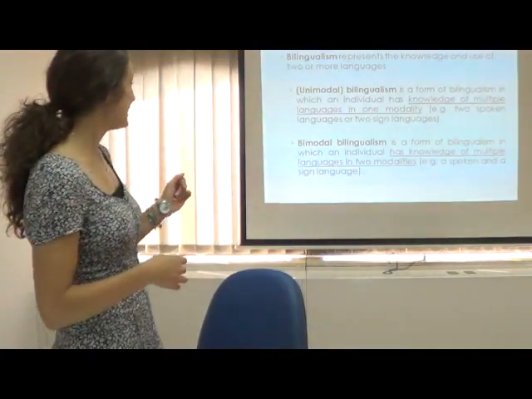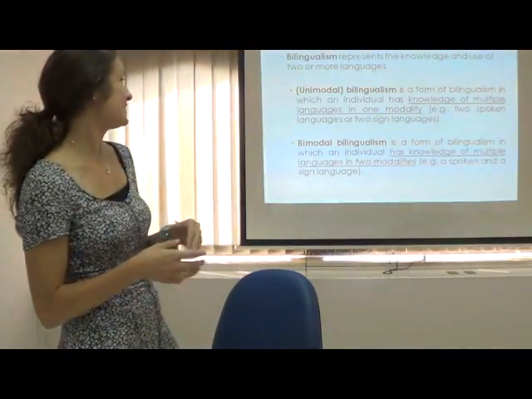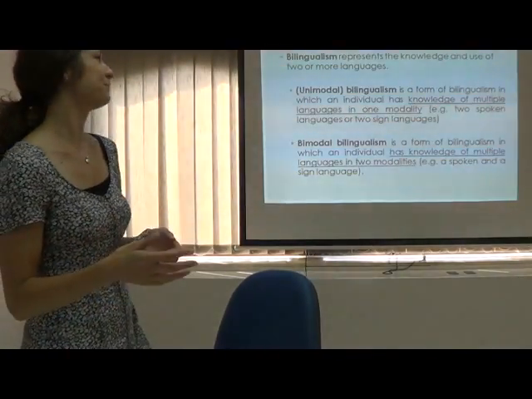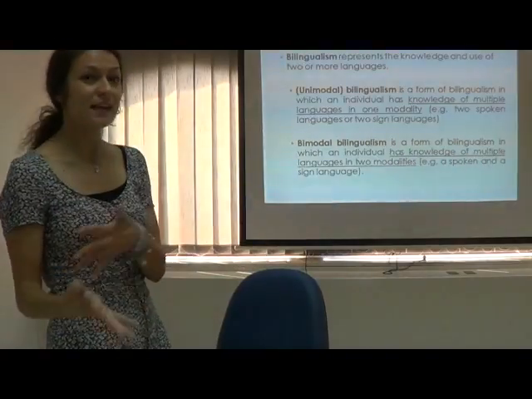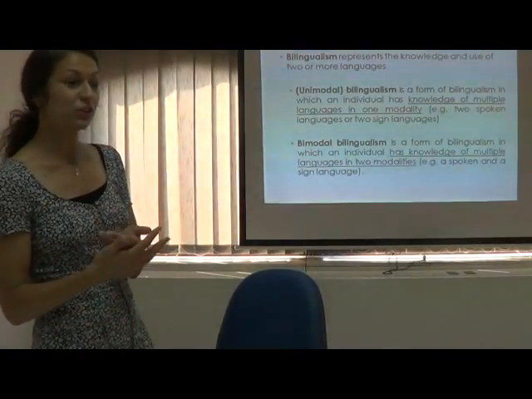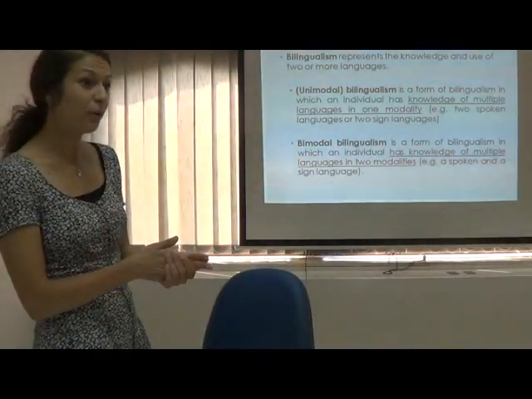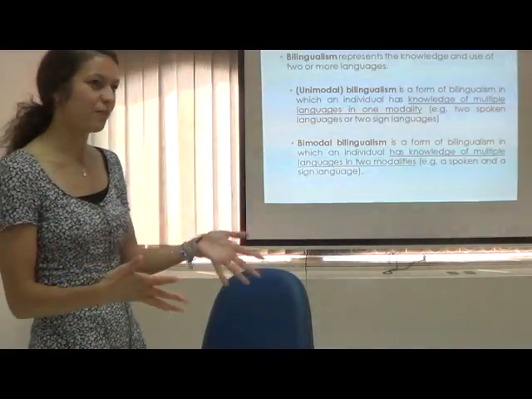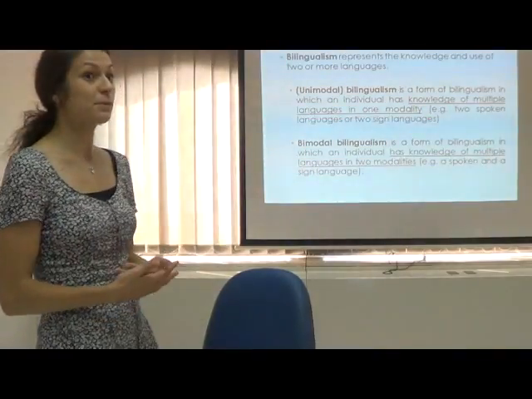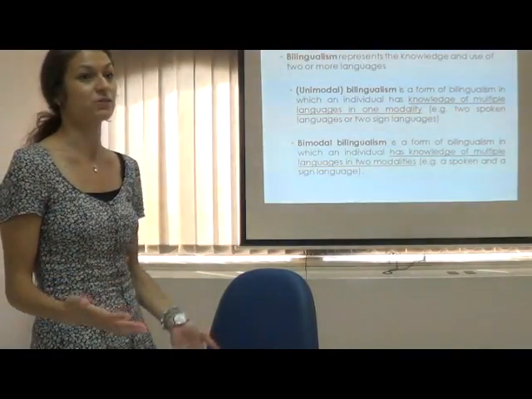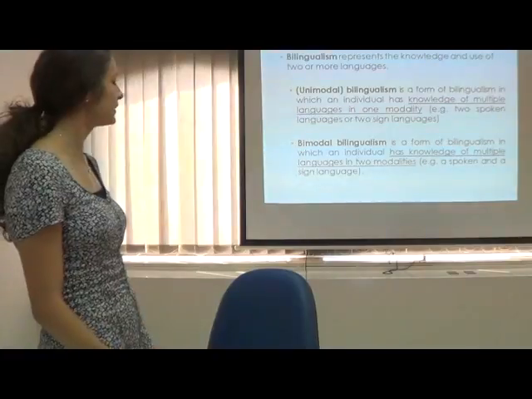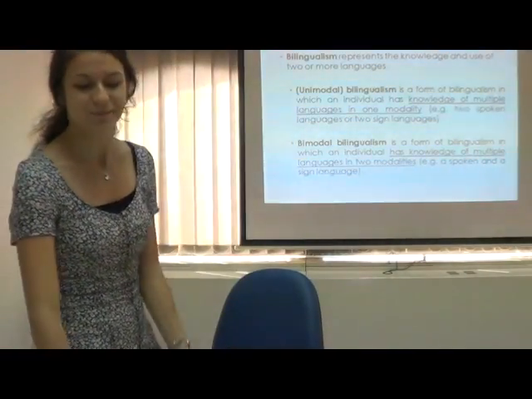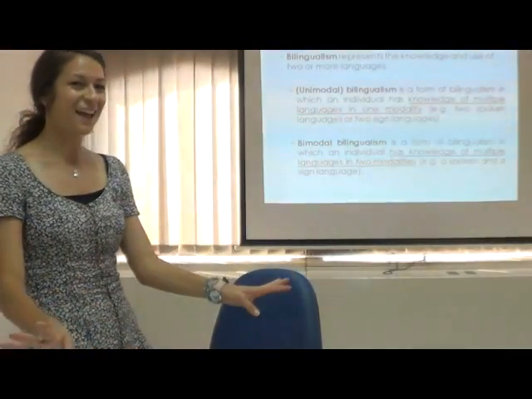And then bimodal bilingualism. A bimodal bilingual is an individual who knows a spoken language and a sign language. This is usually hearing people who have some connections with the deaf community. Their parents are deaf, or sometimes people just really want to learn a sign language, so they become bimodal bilinguals. We'll see what the similarities and differences are. Everything clear so far?